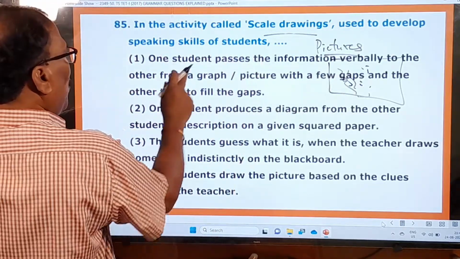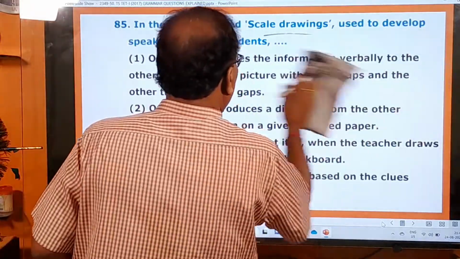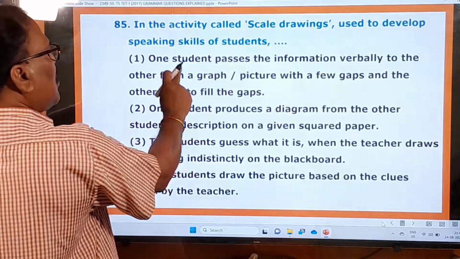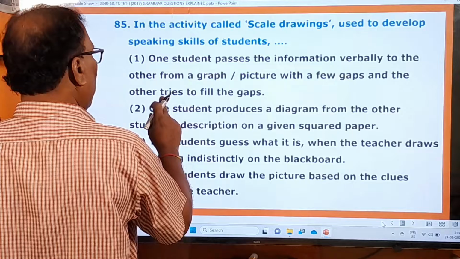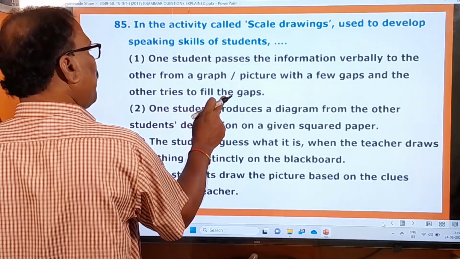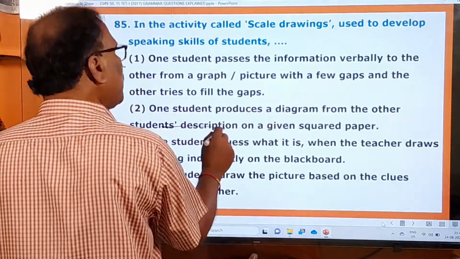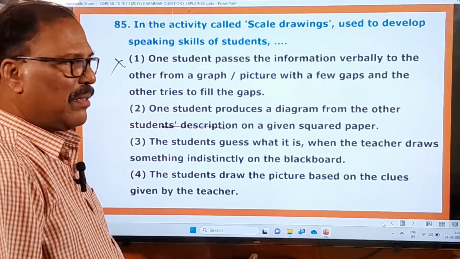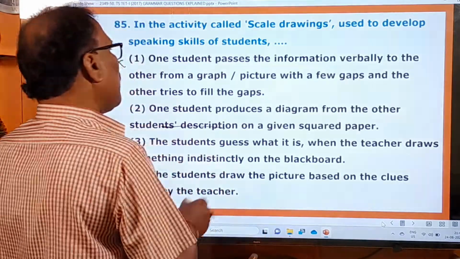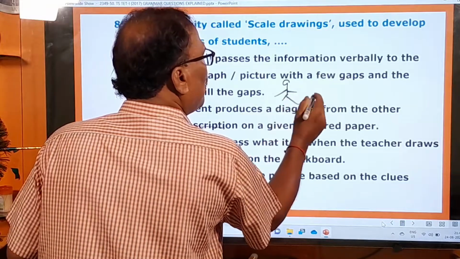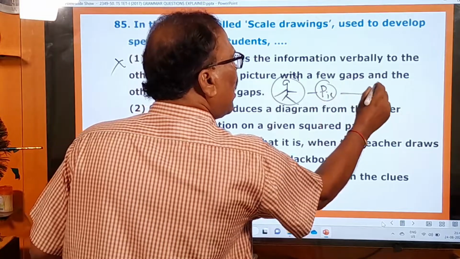What happens? One student passes the information. What happens in the scale drawings? One student passes the information verbally to the other from a graph or picture with a few gaps, and the other tries to fill the gap. No, that is not the right one. One student produces a diagram from the other student's description. Oh, that's very important. One student is seated here and does not see the picture, and the other student is describing that diagram or picture. And the other student, what does he do?